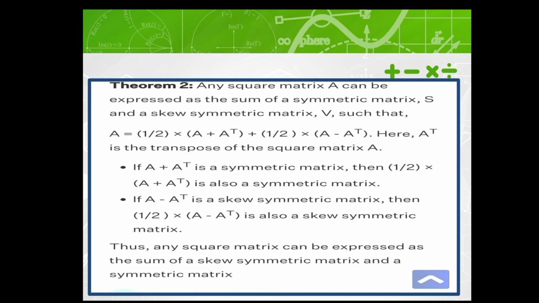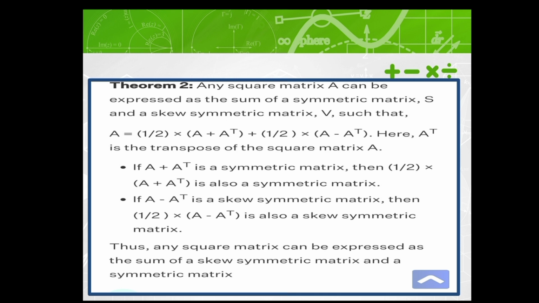Now let us see the second theorem. Any square matrix A can be expressed as the sum of a symmetric matrix and a skew symmetric matrix. As we've seen in the first theorem, we can call this a child theorem of the first theorem. Let us first consider A equal to half of A plus A transpose plus half of A minus A transpose. Here A transpose is the transpose of the square matrix A.